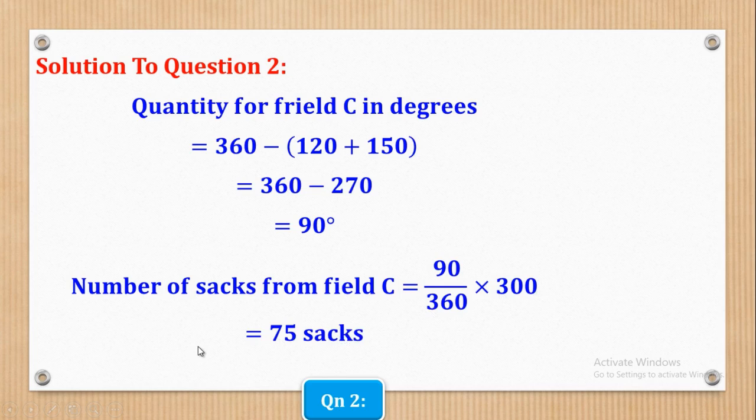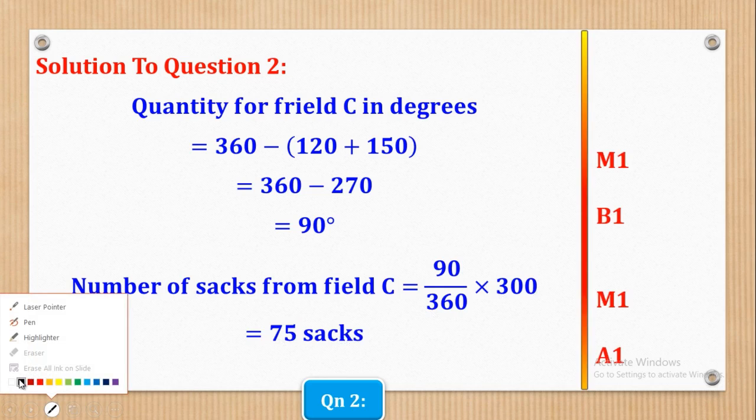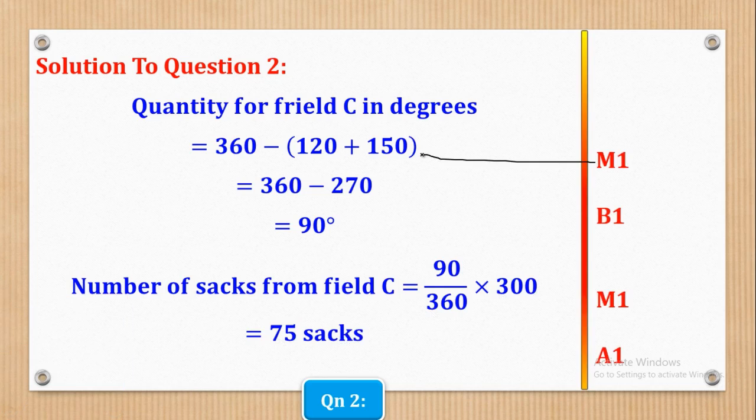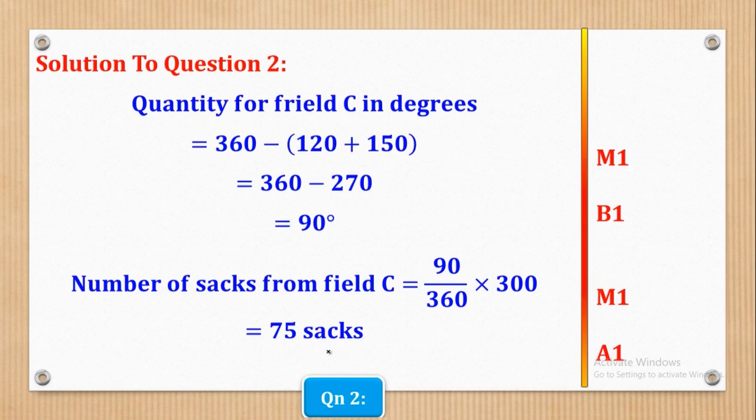So basically that's what they wanted in question 2. Now let's see how marks can be awarded. M1 is for this, and B1 is for this, M1 is for this, and A1 is for that. So basically that's how the 4 marks could come about.